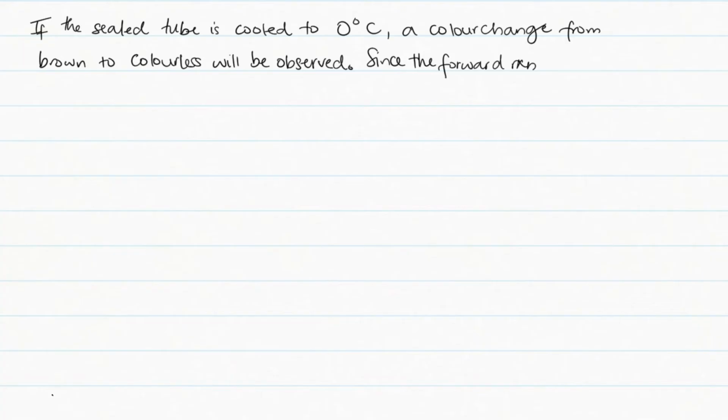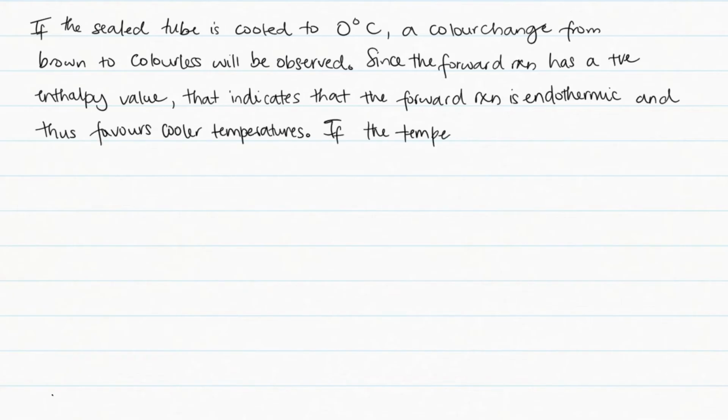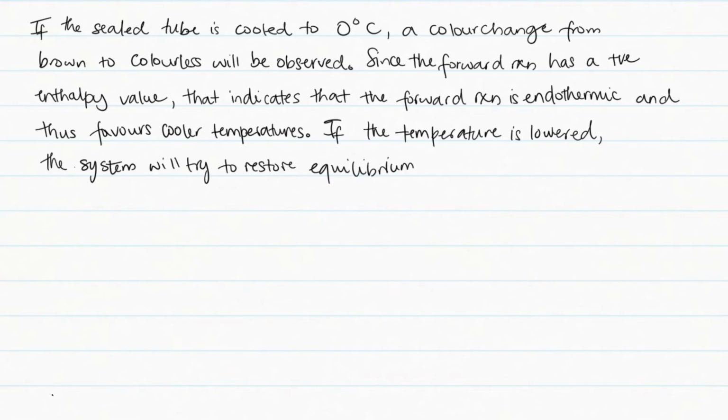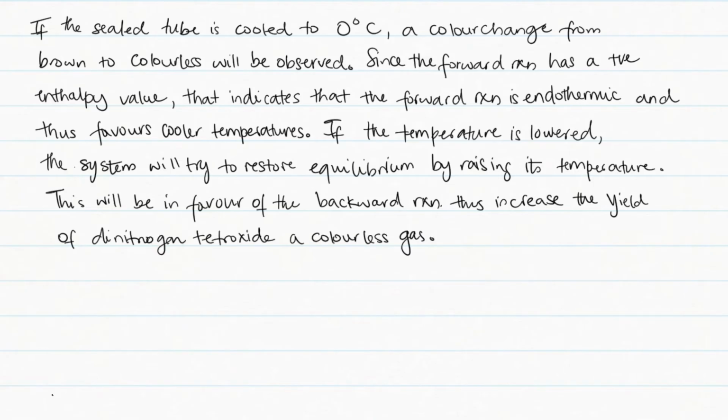If the sealed tube is cooled to 0 degrees Celsius, a color change from brown to colorless will be observed. Since the forward reaction has a positive enthalpy value, this indicates that the forward reaction is in fact endothermic and thus favors warmer temperatures. If the temperature is lowered, the system will try to restore equilibrium by raising its temperature. This will favor the backward reaction, thus increase the yield of dinitrogen tetroxide, a colorless gas.